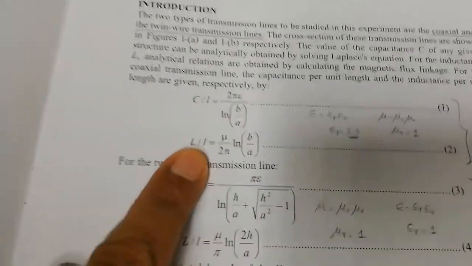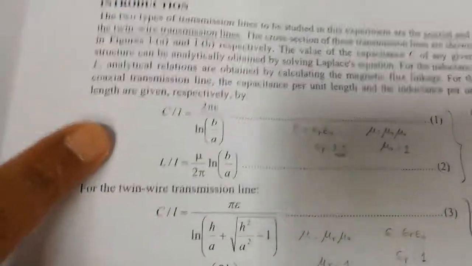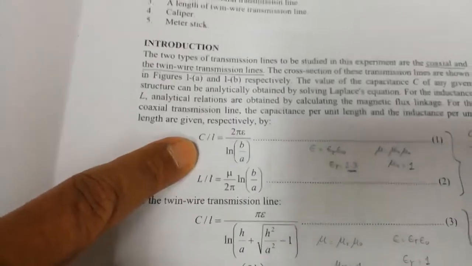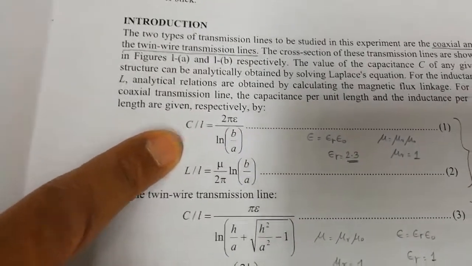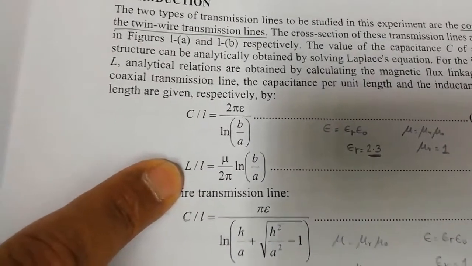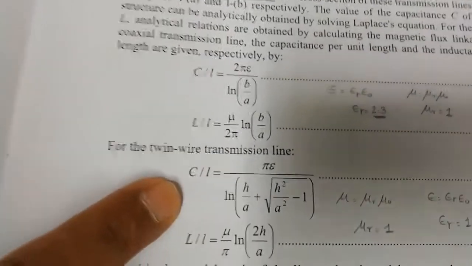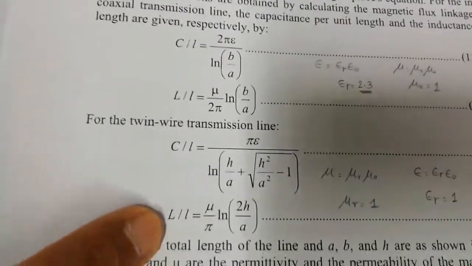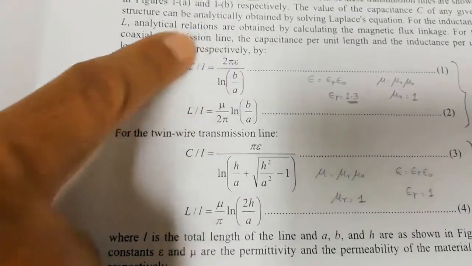Now let's look at the theoretical part. As you can see, this is the capacitance per unit length, and this is the inductance per unit length of a coaxial cable, and this is for the twin wire transmission lines. And by the way, we are going to derive this in our course.